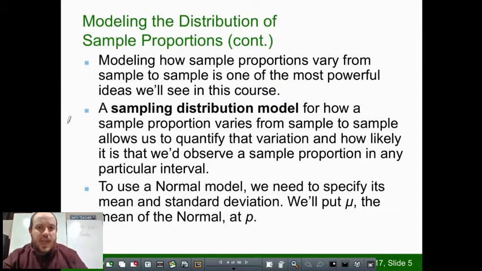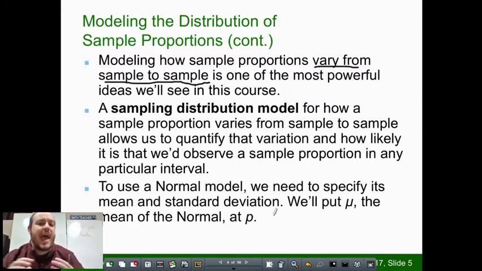And remember, the reason we wouldn't expect 50% from every person is because they will vary from sample to sample, just like when we did the ACT means as well. They were all kind of similar to the same mean, but they did vary a bit. All right. So to use the normal model, we need to specify the mean and the standard deviation. We'll put those in.